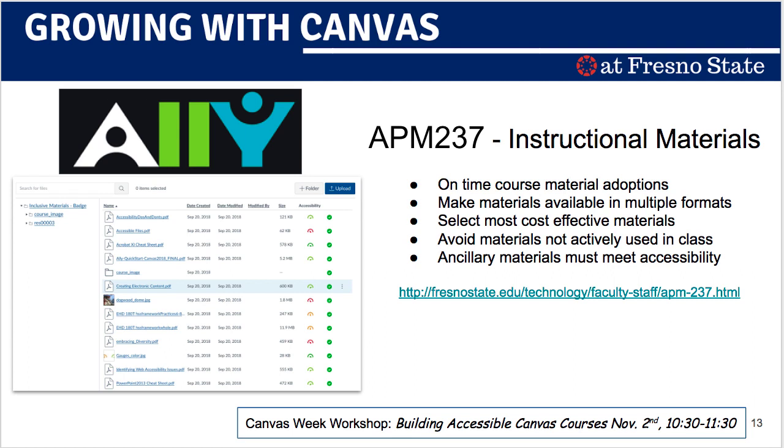APM 237 is a policy which has been recently updated and deals with instructional materials. Some of the main points of APM 237 are that instructional materials need to be adopted on time. Materials should be made available in multiple formats. Faculty should select the most cost-effective materials and should avoid assigning materials that are not actively used in class. Also, ancillary materials must meet accessibility guidelines.